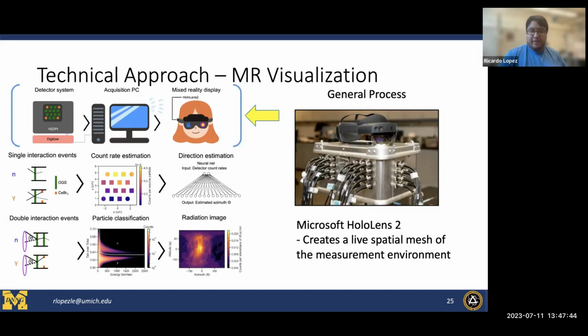And to go very briefly through the general process, you have the data that's collected by your detector and associated equipment.